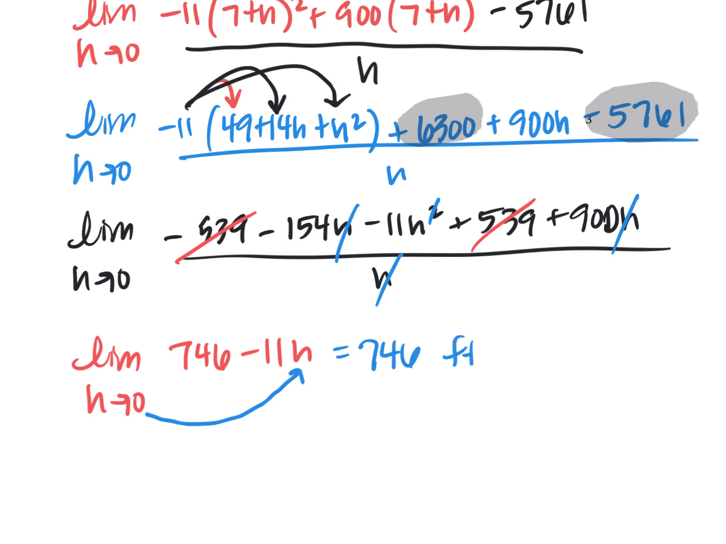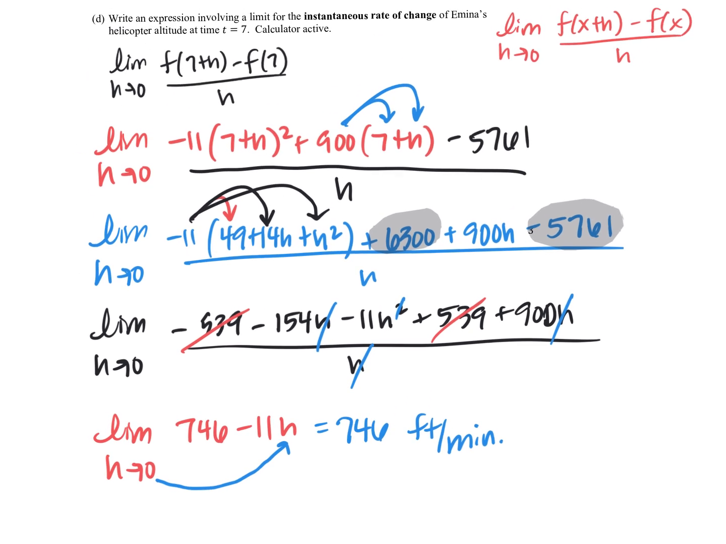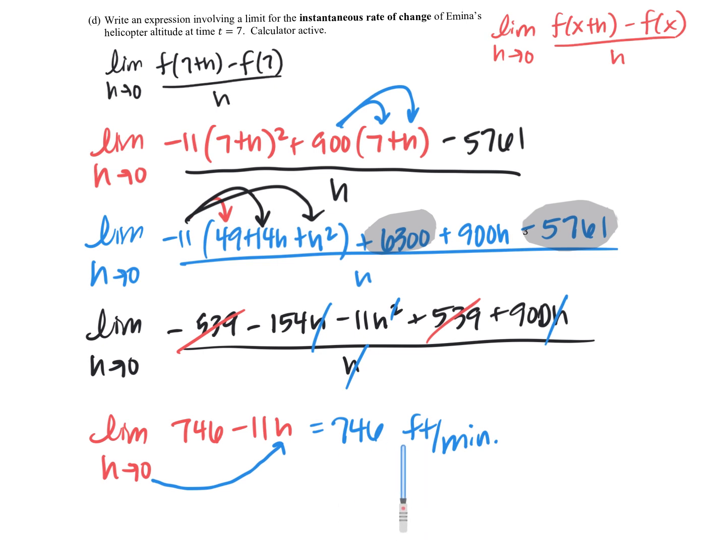Feet per minute is exactly how fast Amina's helicopter was rising at t equals 7. And that was a little faster than the average that we had found, which was 625.